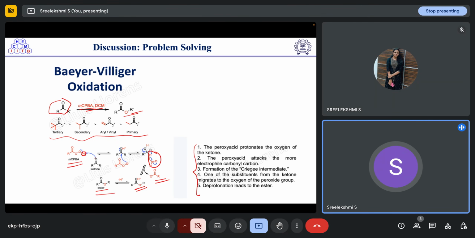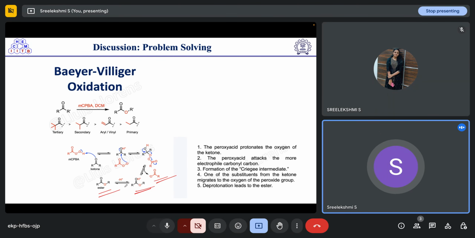So first, this peroxy acid protonates the oxygen of this ketone to form this compound, and then this peroxy acid O minus attacks the more electrophilic carbonyl carbon, which will result in the formation of this intermediate, which is known as the Criegee intermediate, C-R-I-E-G-E-E. Then one of the substituents of the ketone, this R group, is migrating to the oxygen of the peroxide. This R group is migrating over here, and this bond is getting cleaved, and this is leaving as the carboxylate. So this R group is migrating over this oxygen center, and what leaves is benzoic acid from this mCPBA. So that will be leaving us benzoic acid, and we will get this, which upon deprotonation we will get this ester.